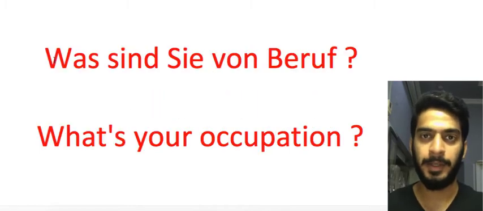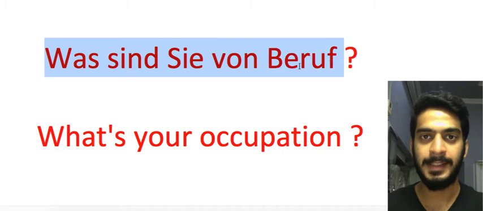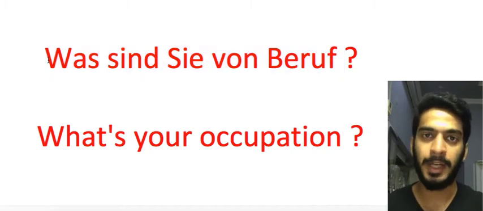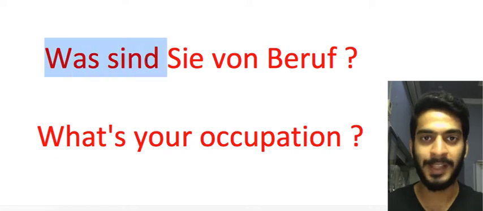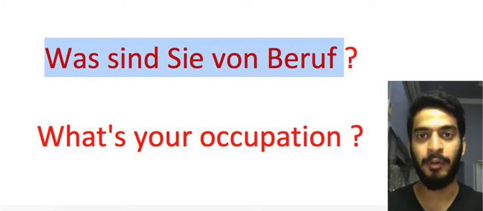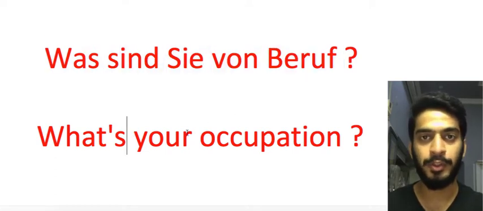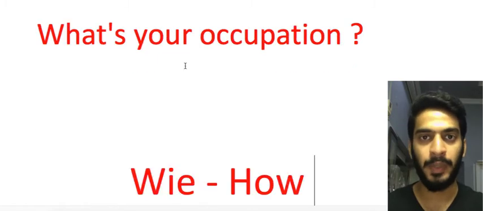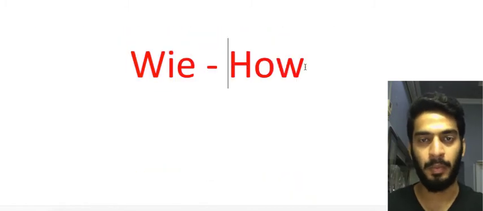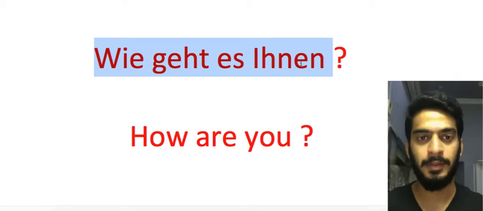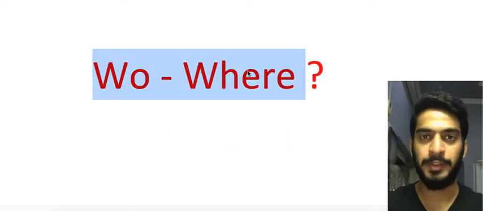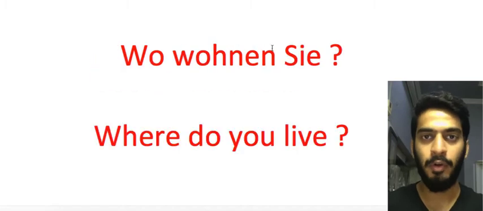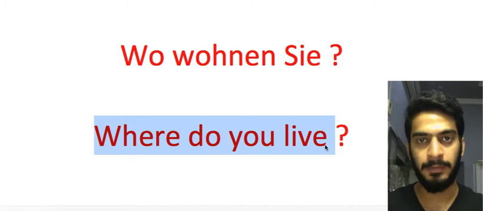We have an example here. Was sind Sie von Beruf? In the German language, S is pronounced as Z. So we say Was sind Sie von Beruf? It means what's your occupation? Wie, which means how. Wie geht es Ihnen? Which means how are you? Wo, which means where. Wo wohnen Sie means where do you live.